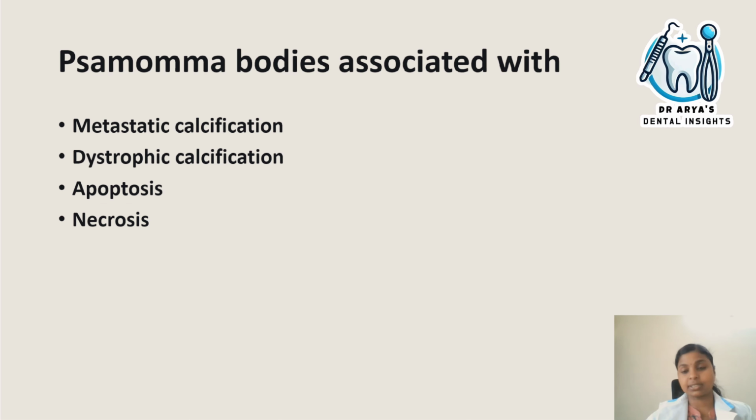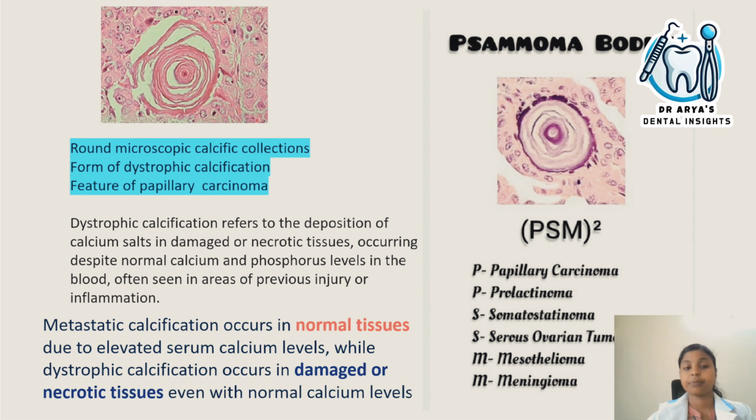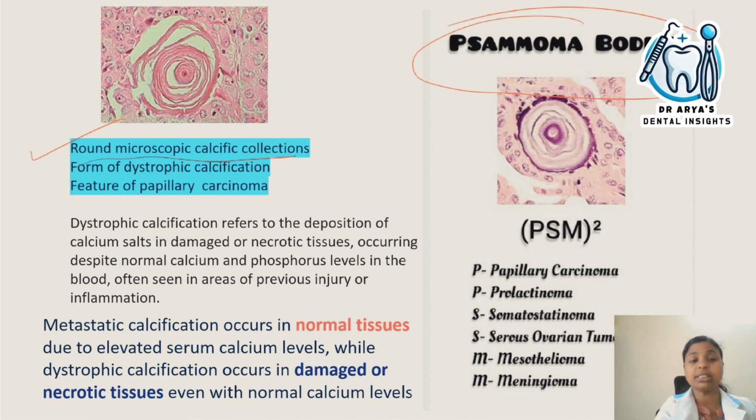Coming to the next question. Psammoma bodies are associated with: is it metastatic calcification, dystrophic calcification, apoptosis, or necrosis? So, what are Psammoma bodies? They are round microscopic calcific collections and they are a form of dystrophic calcification and also a feature of papillary carcinoma.